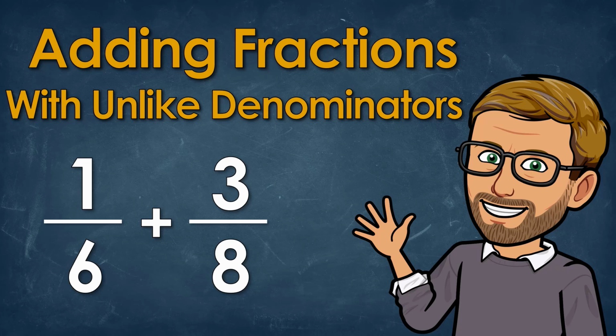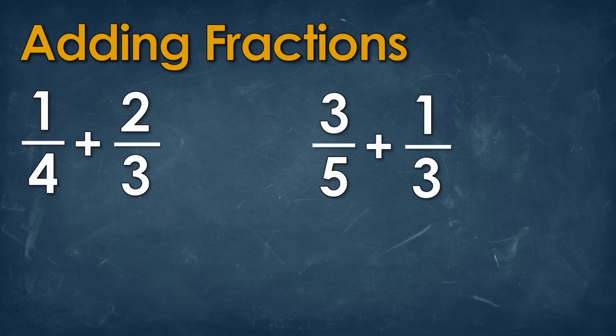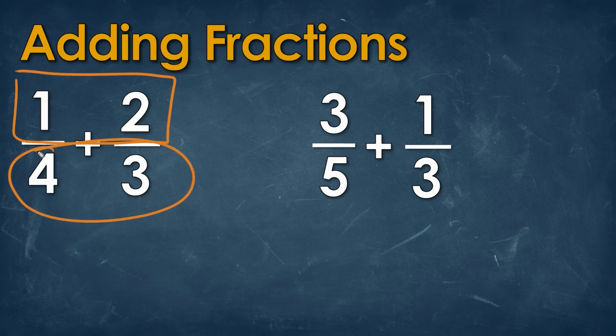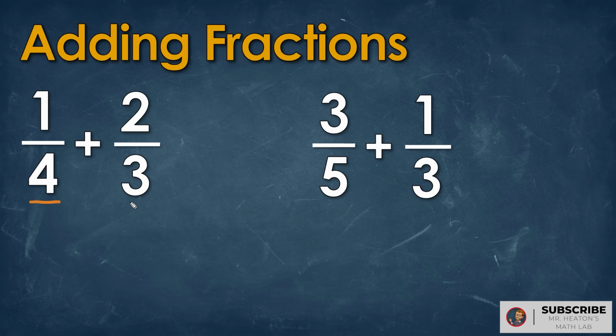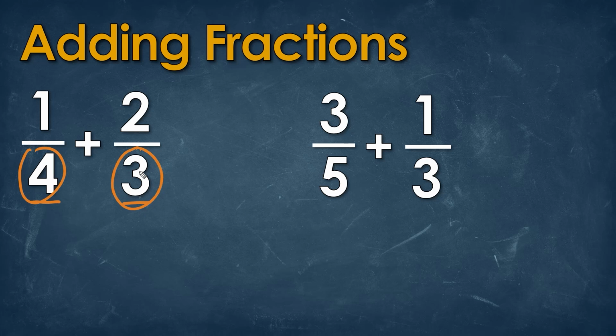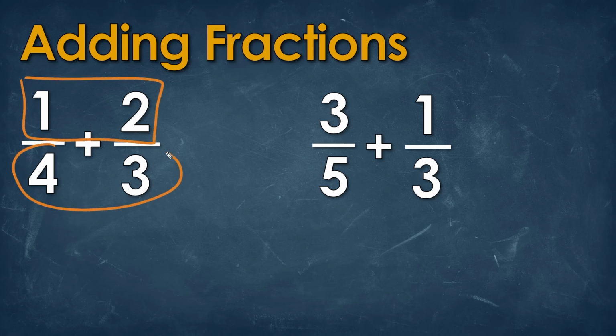In this video, we're going to be adding fractions with unlike denominators. For any fractions, we have these numerators at the top and our denominators at the bottom. However, whenever we want to add, we have to make sure that the numbers at the bottom, the denominators, are the same. And in this case, they're not. We have 4 and we have 3. A fraction has two components, the numerators, which are at top, and the denominators that are at bottom.